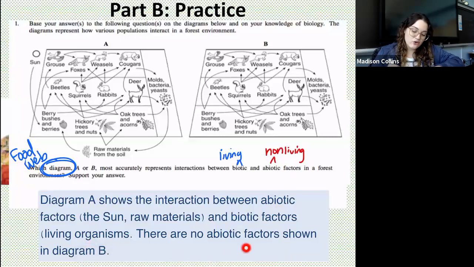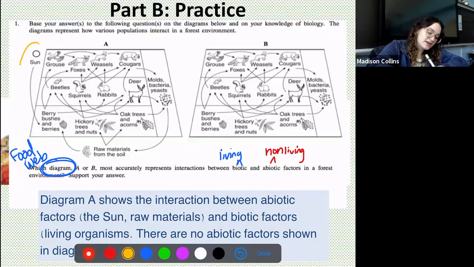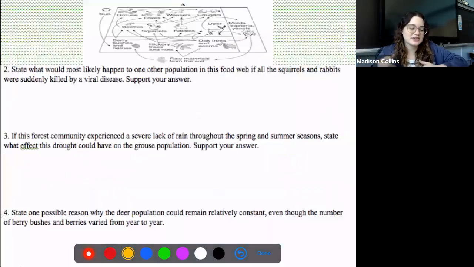There are actually no abiotic factors shown in diagram B. So again, the sun and these raw materials are abiotic, but in diagram B, we only see living or biotic factors. So diagram A is the only one that shows those relationships between biotic and abiotic factors. Moving on to the next one.